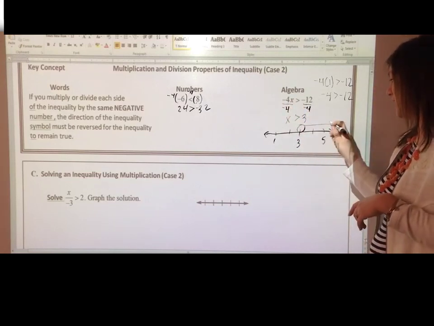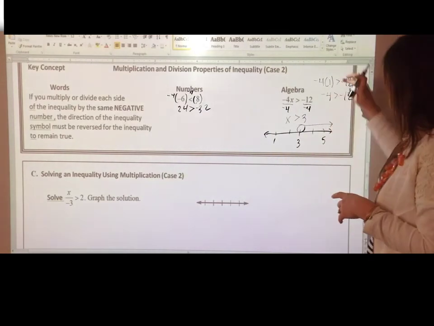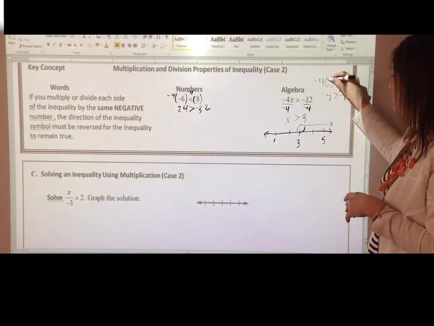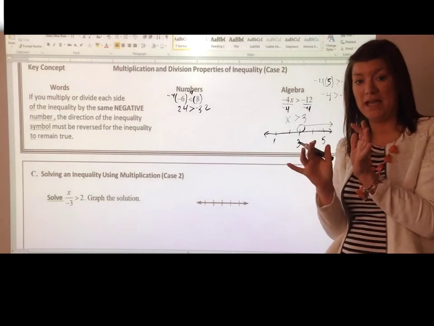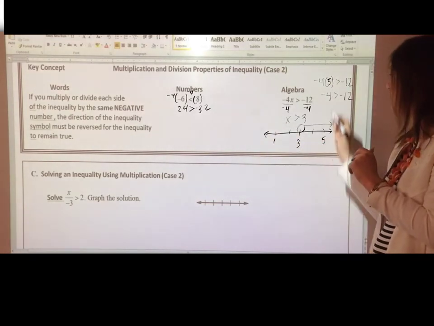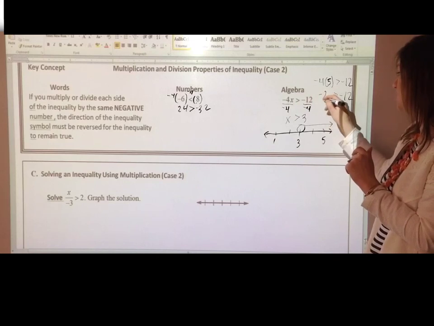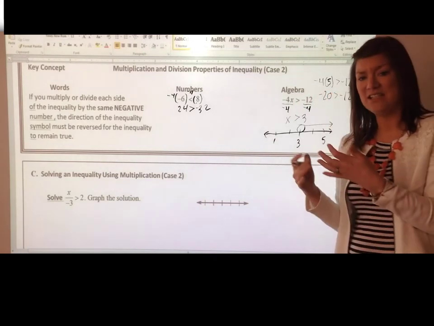If I didn't remember to reverse the direction of the sign, because I didn't remember about the negative, I would have shaded to the right. And what would that have done? If I had chosen 5 to throw in here, just to check to see if my solution set is correctly shaded, if I plug 5 in here, I get negative 20 is greater than negative 12. And that's a false statement.